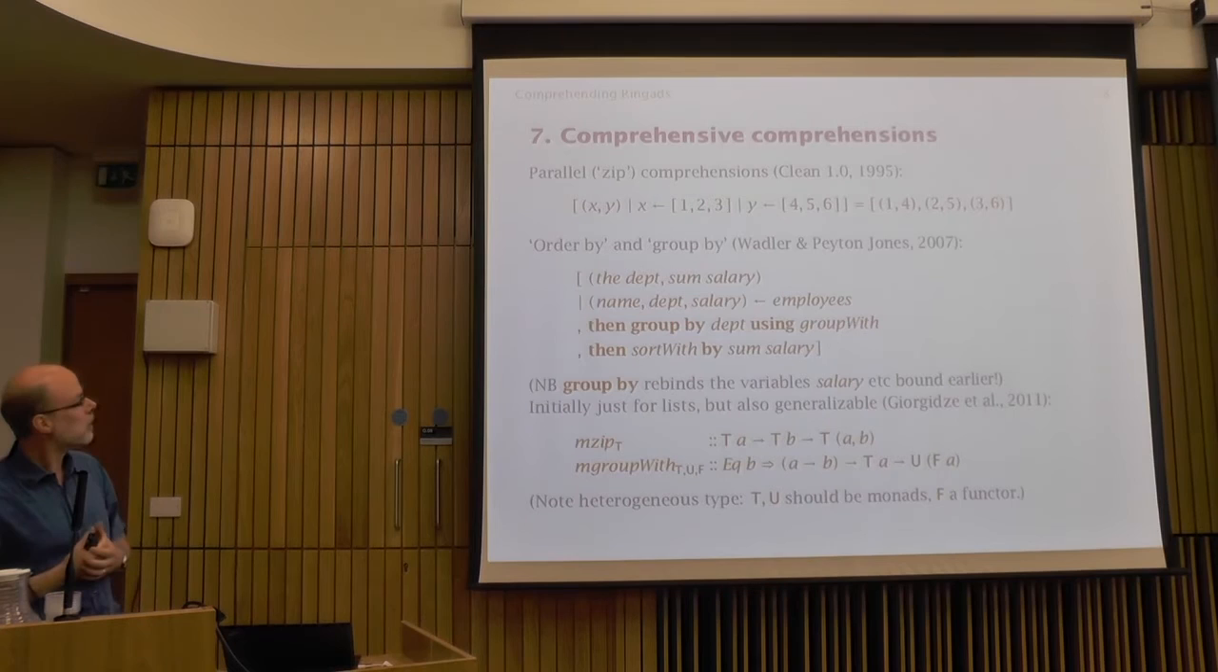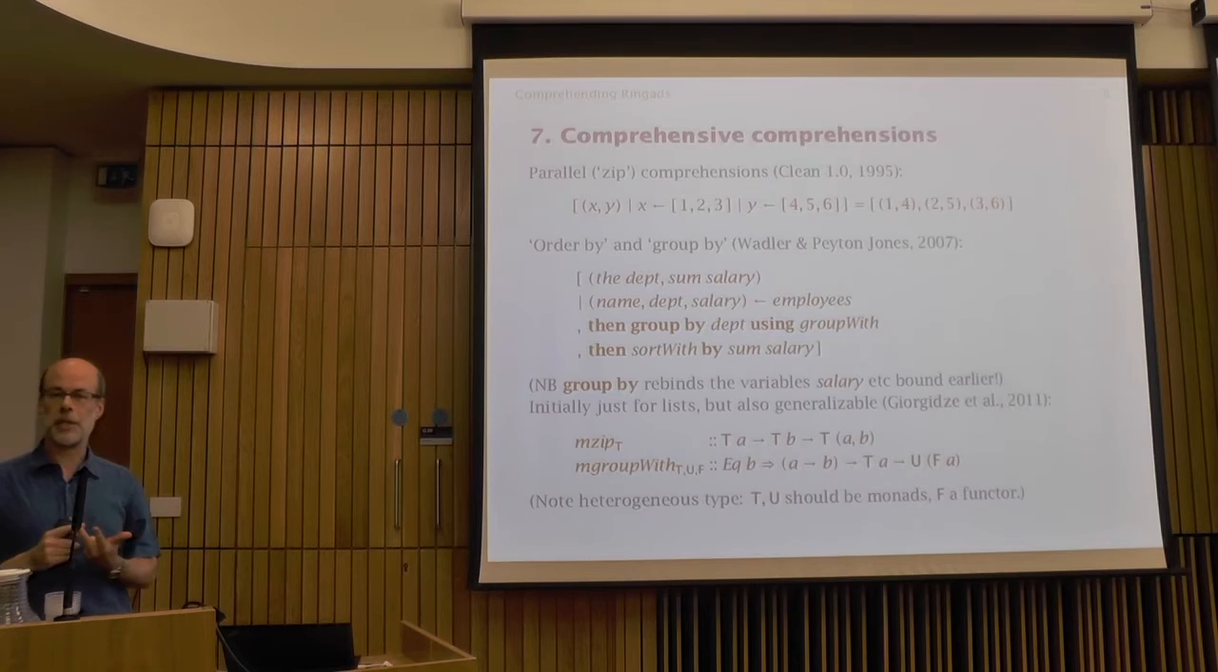So it rebinds name to a list of names, department to a list of departments, and salary to a list of salaries. So in a sense, you've got the sum for each subgroup of the table. You then work out the columns, all the names, all the departments, all the salaries. If you group by department, then all the departments should be the same. And so there's a function that takes a collection of equal values and gives you the common value. And if you've got a collection of salaries, then you can do the sum of the salaries.